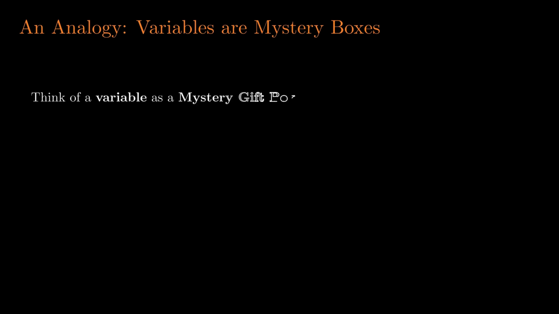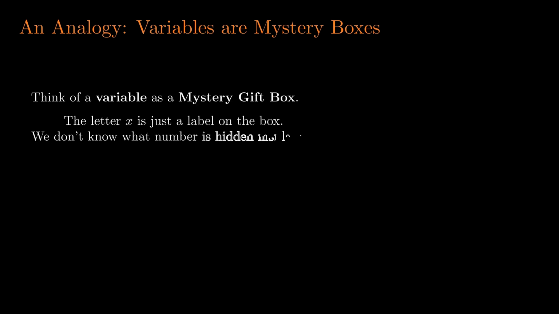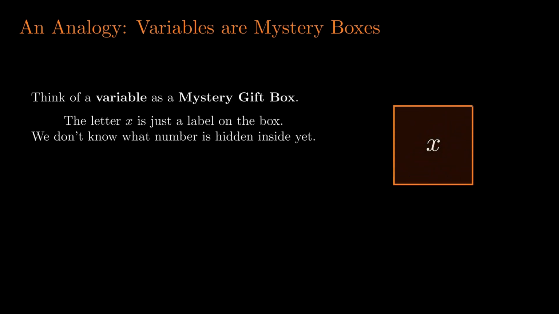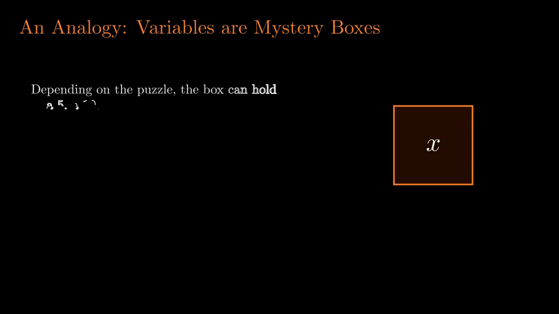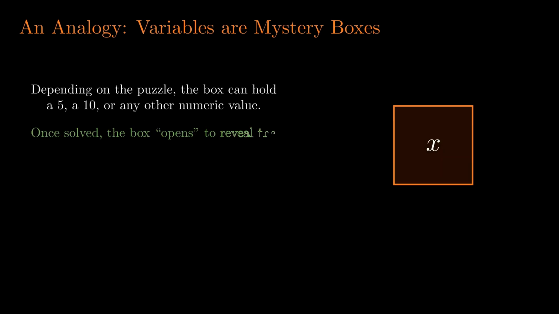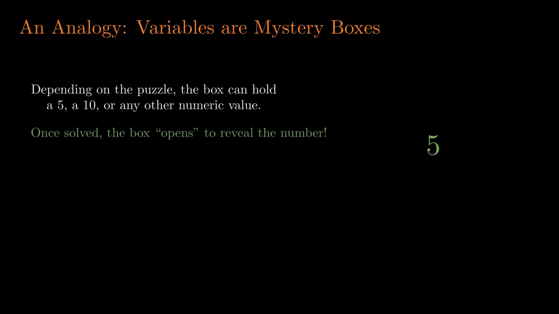To make it easier, think of a variable as a mystery gift box. The letter X is just a label written on the outside of the box. We don't know what number is hidden inside yet. Depending on the situation, the box could hold a 5, a 10, or any other value. Once we solve the math puzzle, the box opens up to reveal its secret number.